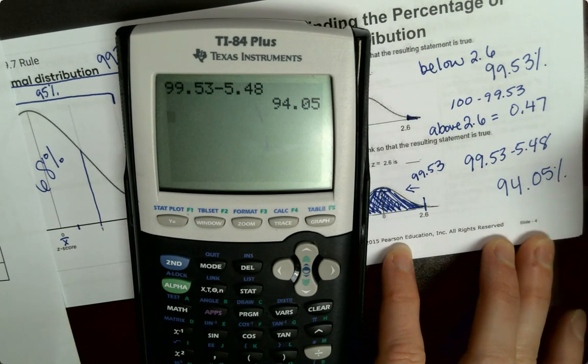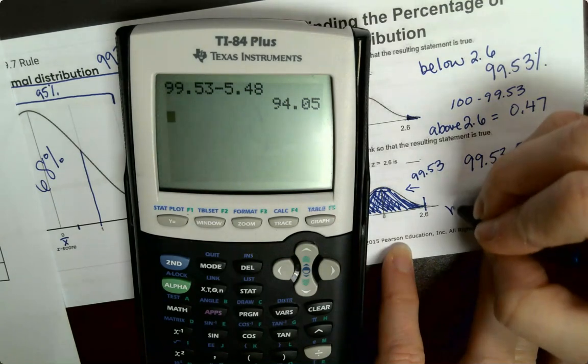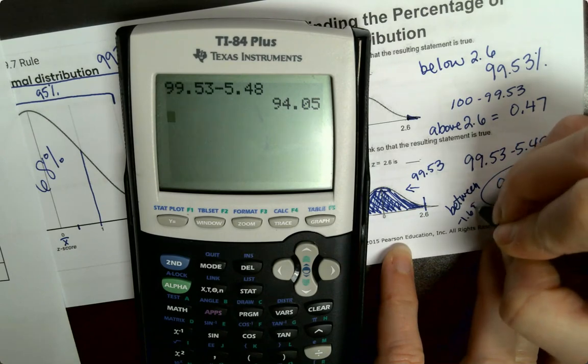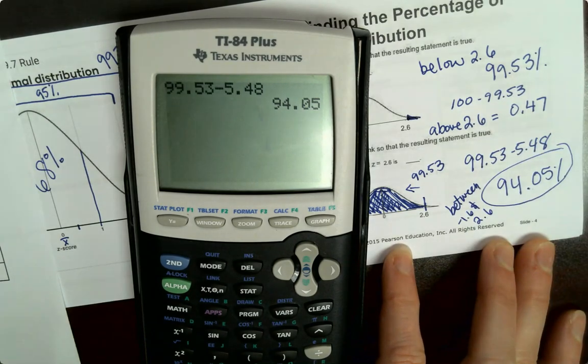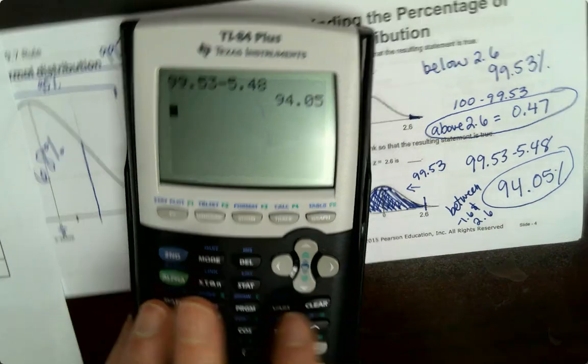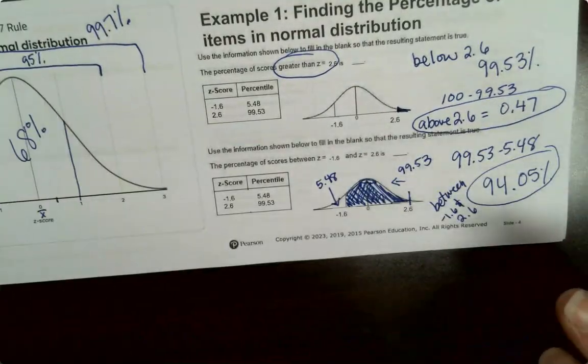94.05% between -1.6 and 2.6. And this is above 2.6. Okay, let's go to the next example.